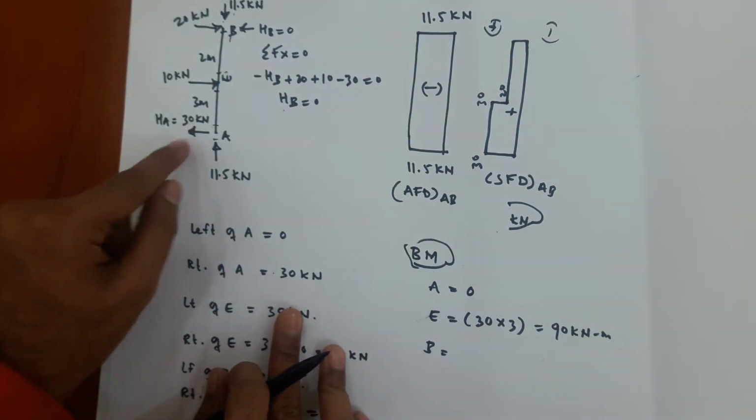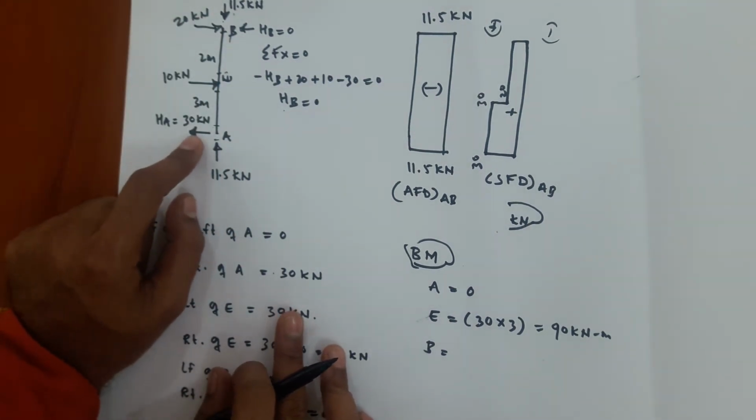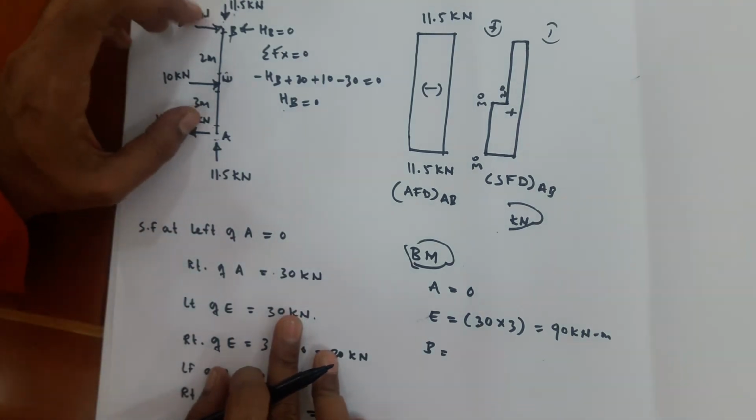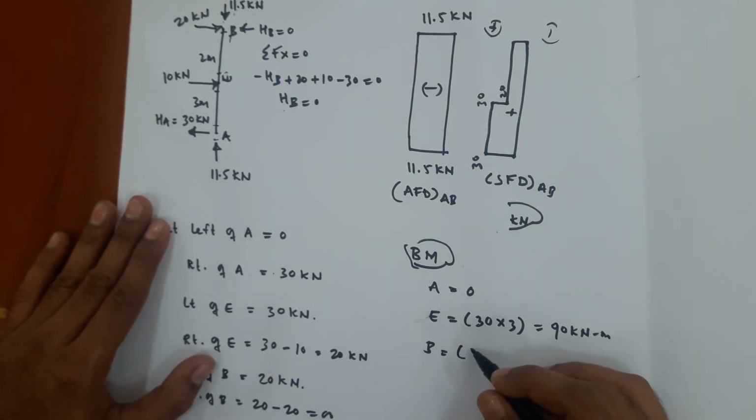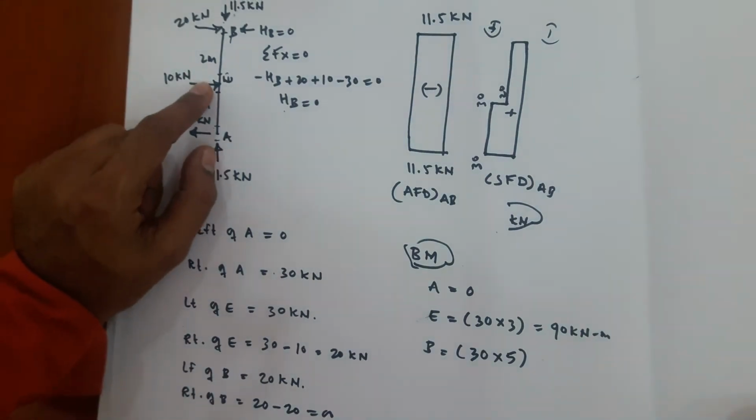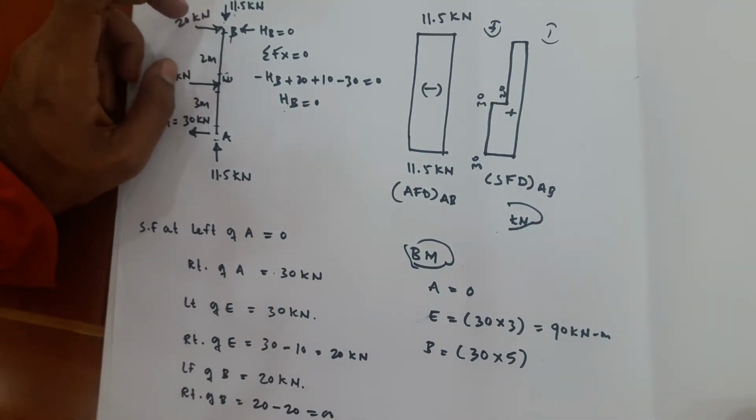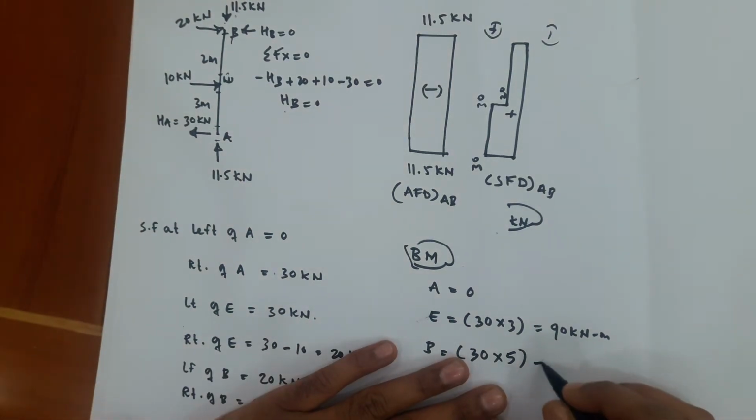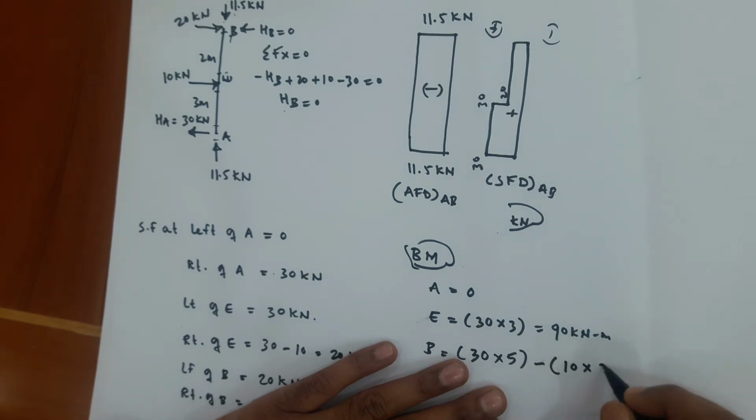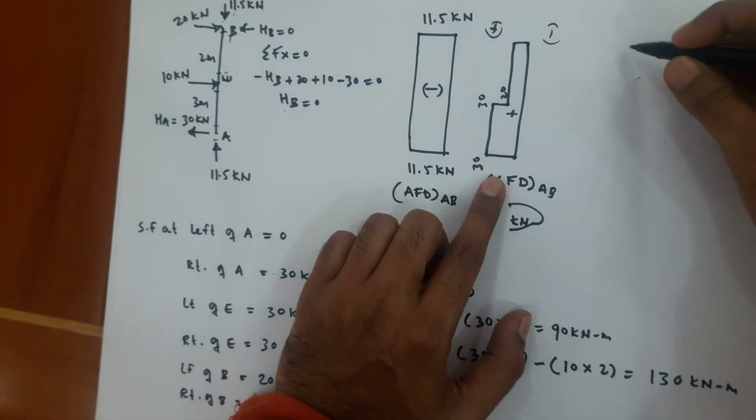Then bending moment at B. From A to B, all the forces you have to consider. First is 30, whose perpendicular distance with respect to point B is 5 meter, and it is creating clockwise moment. So 30 into 5. Then you have this 10 kilonewton, whose perpendicular distance with respect to point B is 2 meter, and this 10 kilonewton is creating anti-clockwise moment. So here minus 10 into 2. So the bending moment is 130 kilonewton meter.